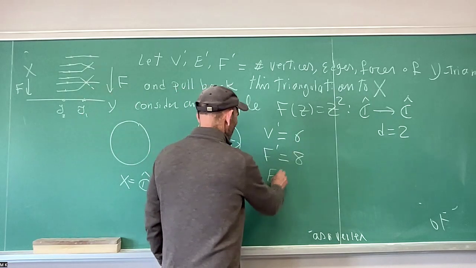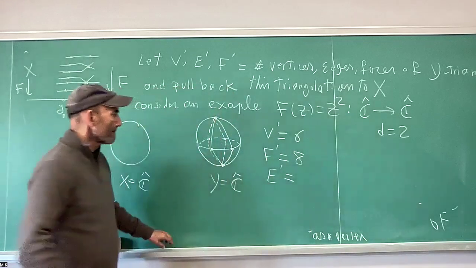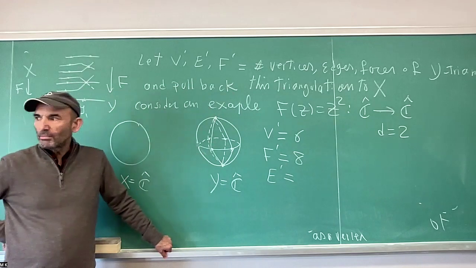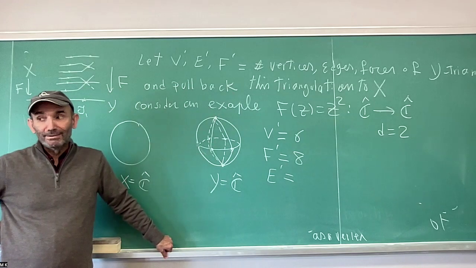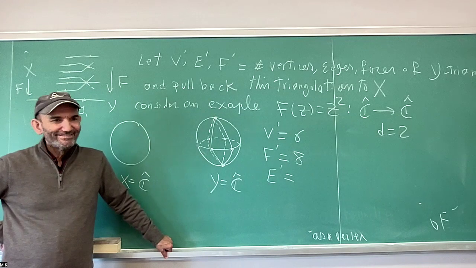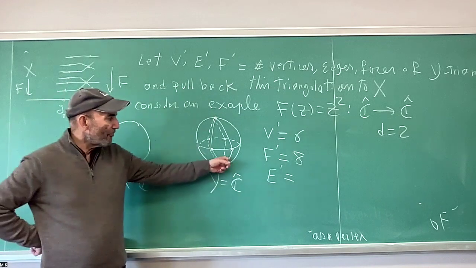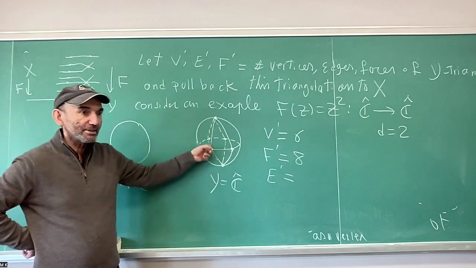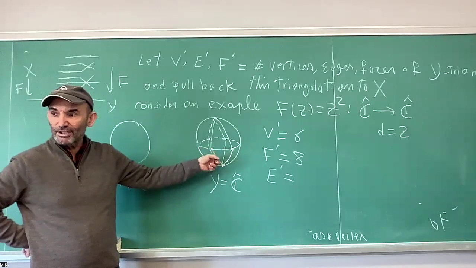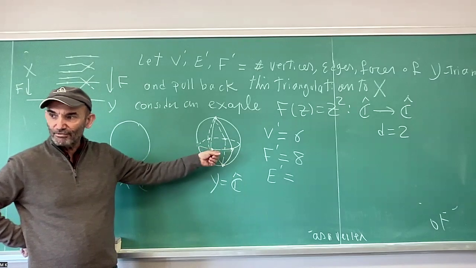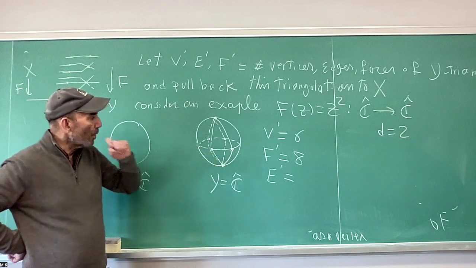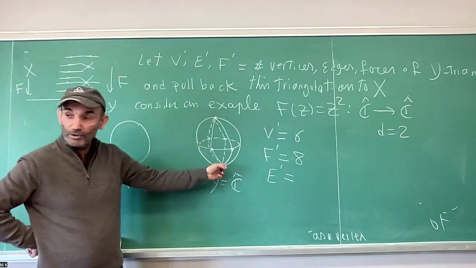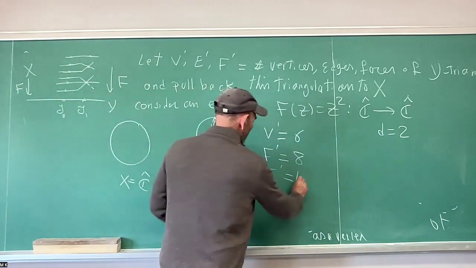And how many edges do we have? E prime? Look, you have 4 edges down here, 4 edges up here, and also 4 edges on the equator, because these are also part of the edges. I'm counting them as different faces, so I have to count 12.